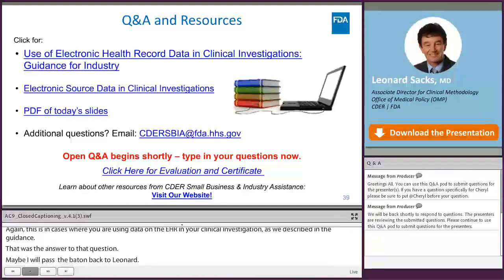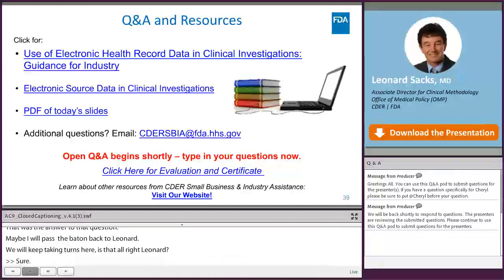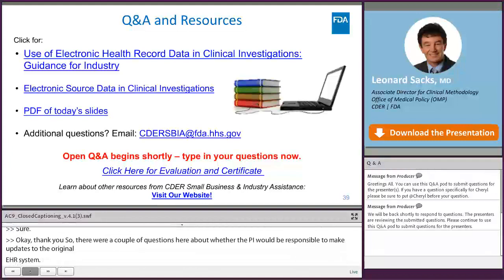So there are a couple of questions here about whether the PI would be responsible to make updates to the original EHR system. So really the PI is not part of the EHR, he's part of the EDC or part of the electronic case report form system. So I don't think he would be expected to make any changes to the EHR system.